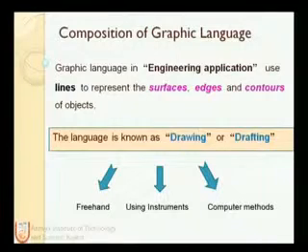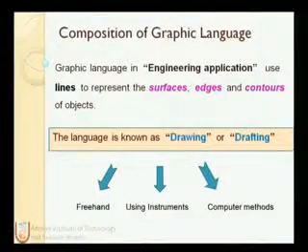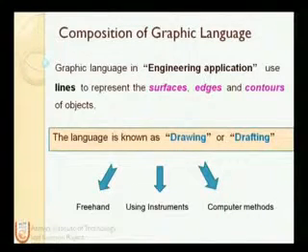Secondly, we can use instruments to carry out the drawings, for example rounders, protractors, scales and mini drafter. And the third and most popular way these days is computer methods, for example software like AutoCAD, IDEAS, etc. So by means of software we can also produce engineering drawings. Today we are going to discuss the fundamental and basic concepts of engineering drawing that are very important to know.